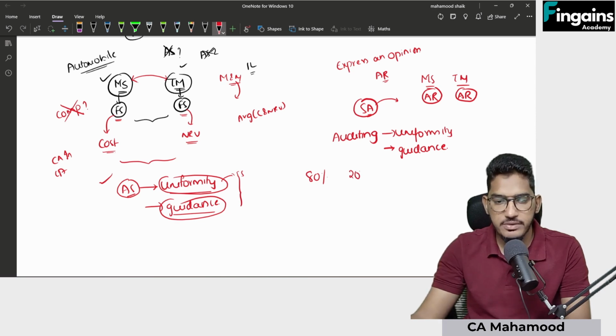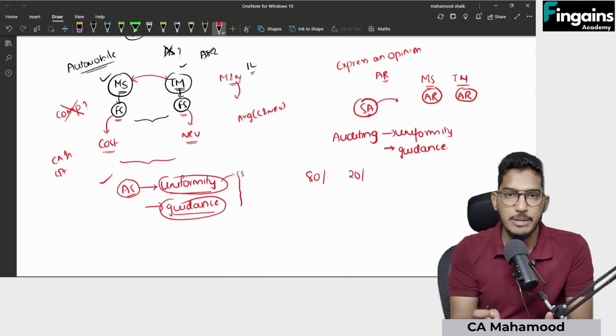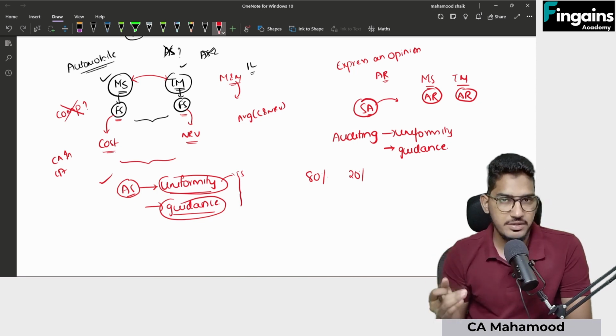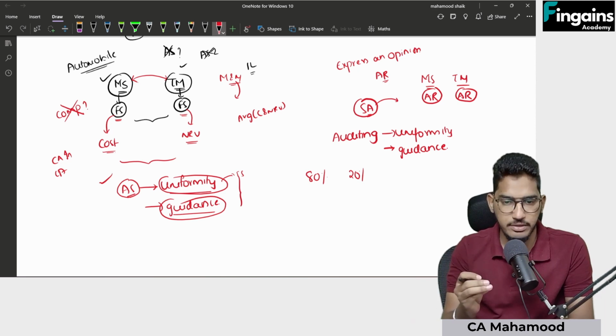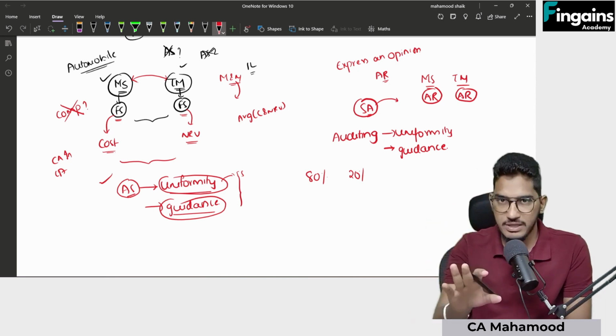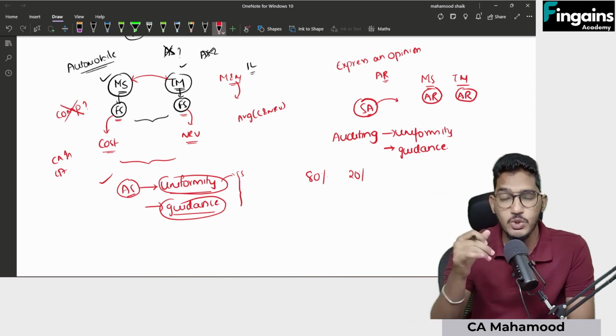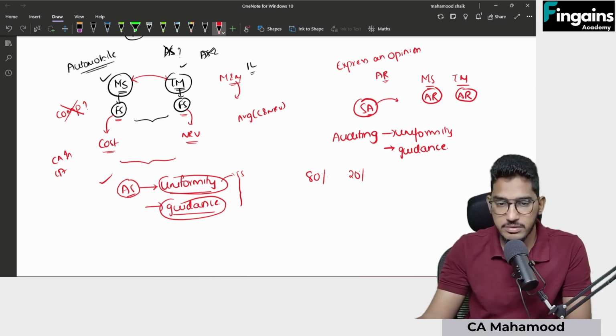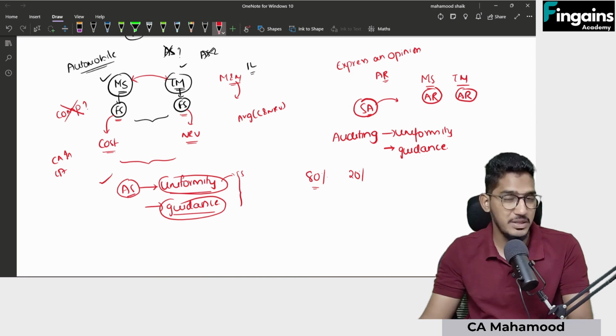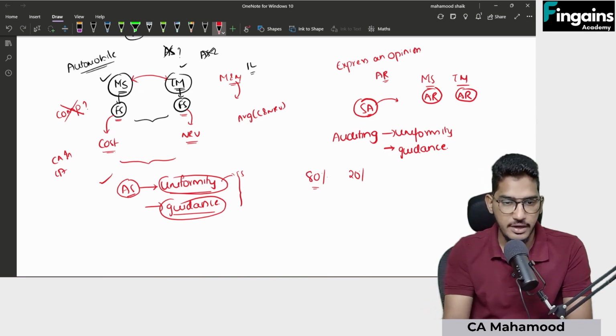The remaining 20% is from other than standards, like the chapters of company audit, audit of various entities, audit of items of financial statements, bank audit. There are a few chapters where the source is not standards. Those are practical concepts or legal laws and regulations. But 80% of the syllabus has been completely taken from those standards only.